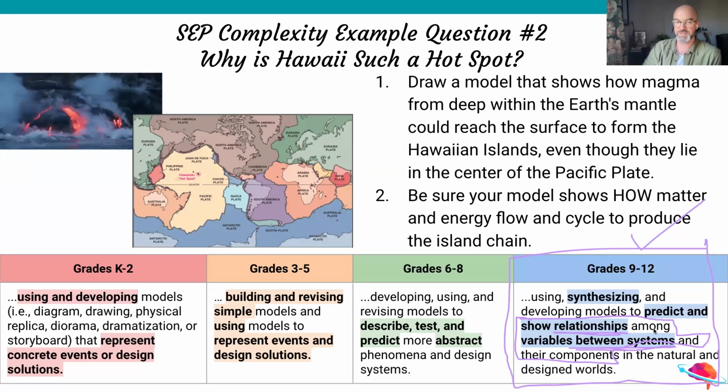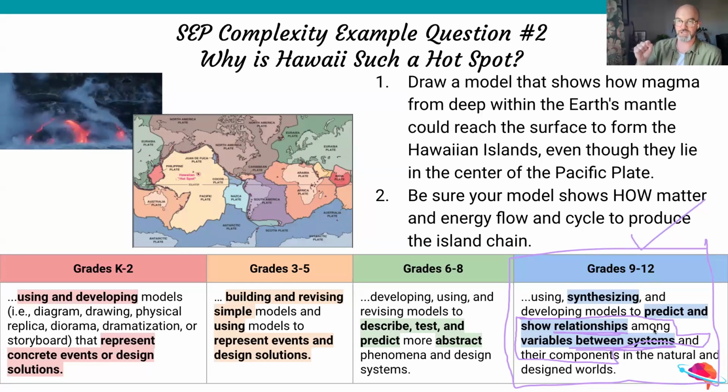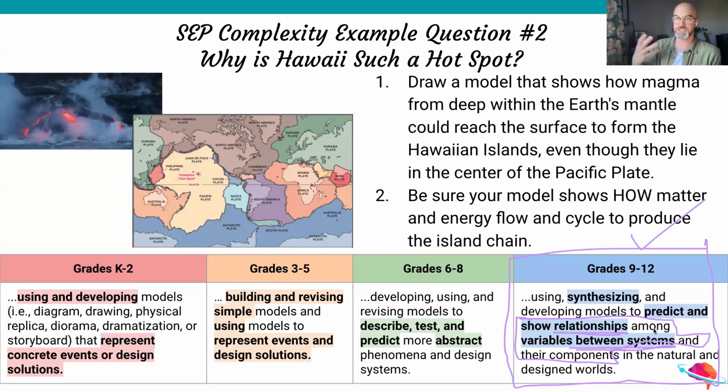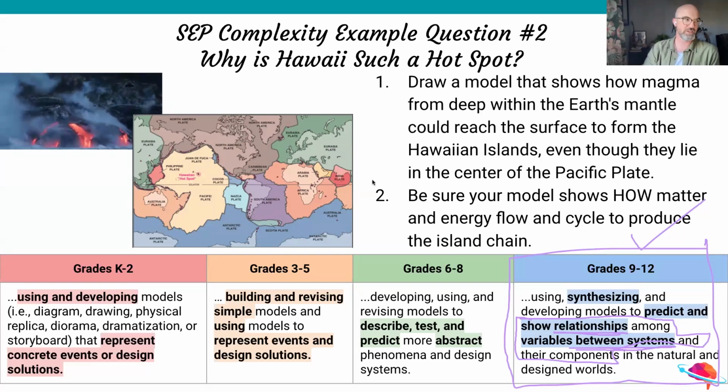The cross-cutting concept is all about how the movement of matter and energy are related, and changes in one of those things lead to changes in the other. That's really a focus of the 9-12 level band. But this isn't about the cross-cutting concept, this is about the SEP.